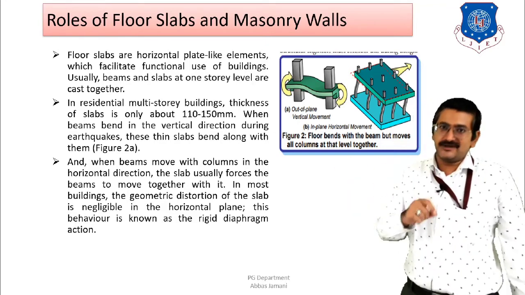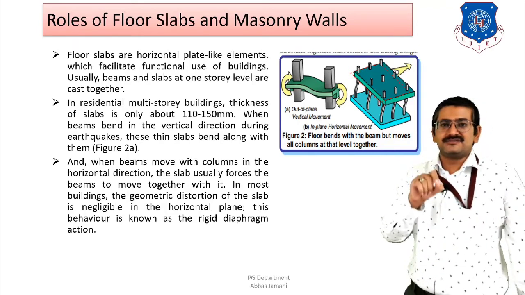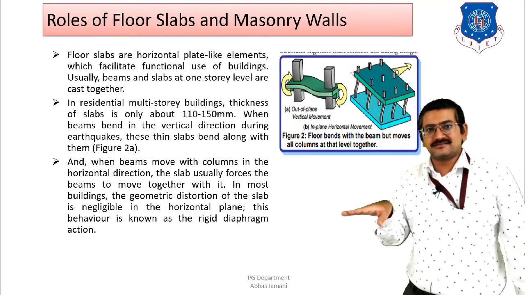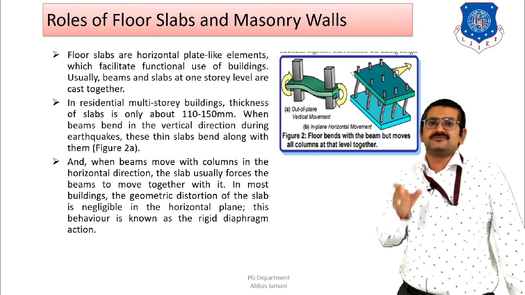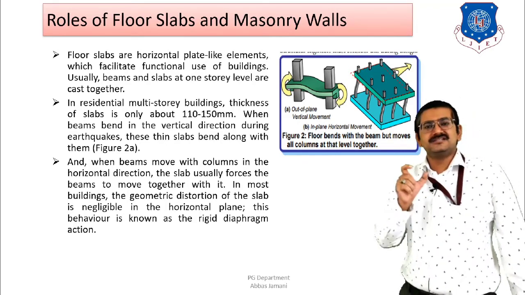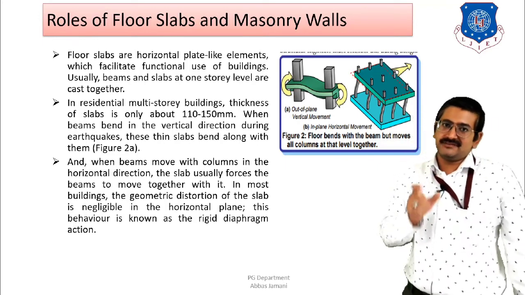And when this action takes place, that is, the beam-column forces are applied at one particular end of the building, and then they travel through this displacement of the slab to the other end of the building, this particular action is known as rigid diaphragm action. And this rigid diaphragm action is attributed to the in-plane stiffness of the slab.